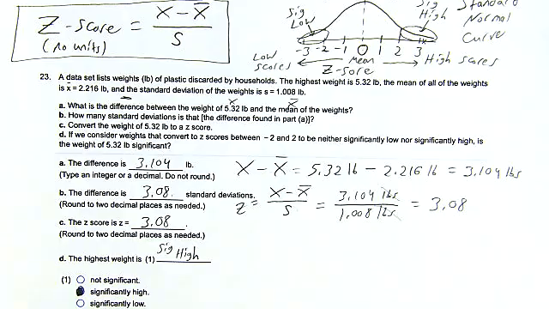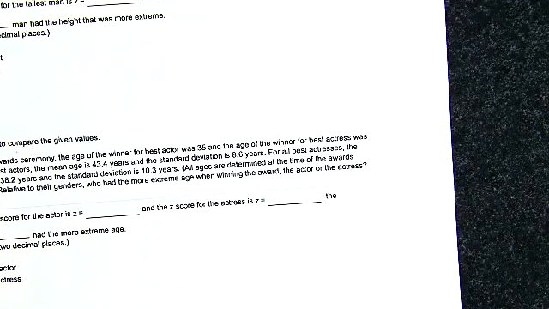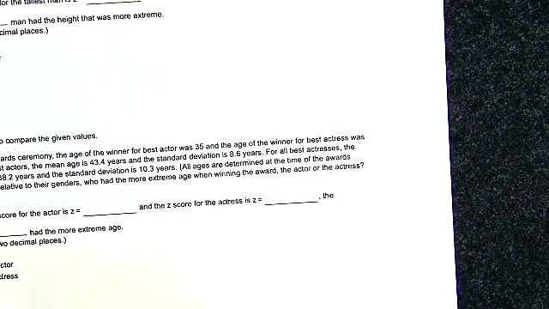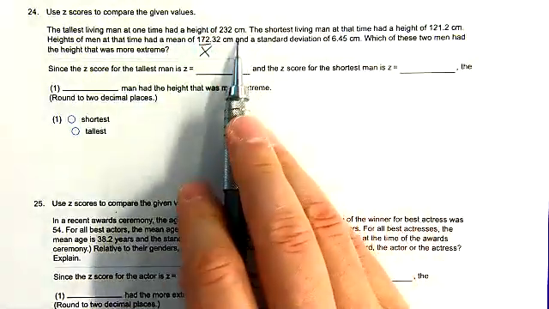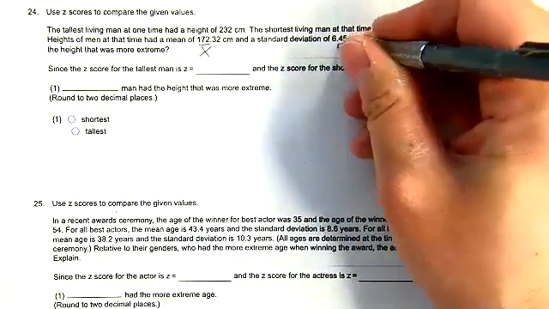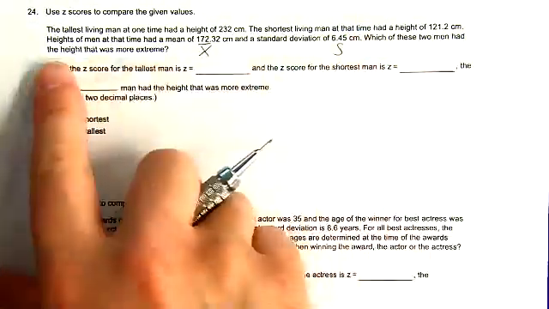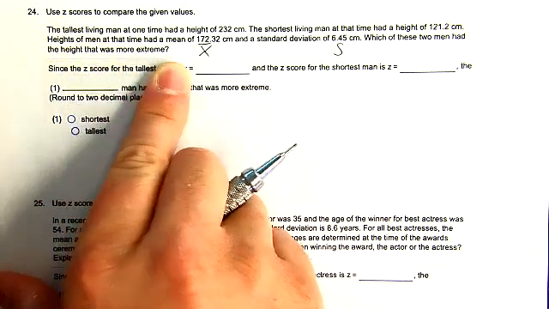Okay, let's look at 24. So now the rest of this section is pretty much just repeating that process of calculating z-scores. So we want to get lots of practice with it. This one says, the tallest living man at one time had a height of 232 centimeters. The shortest living man at that time had a height of 121.2 centimeters. Heights of men at that time had a mean of 172.32. So notice that's x bar. And a standard deviation of 6.45, that's s. Which of these two men had the height that was more extreme?